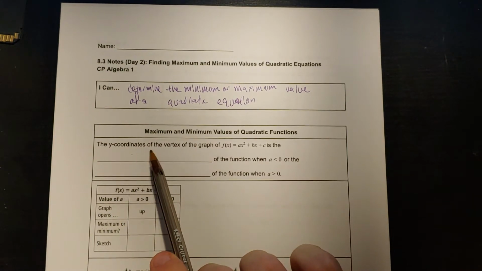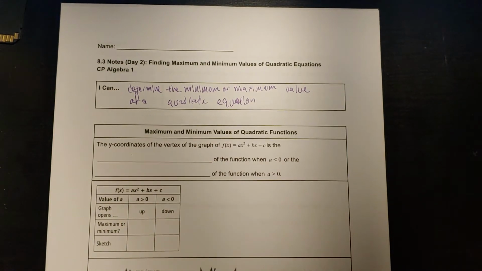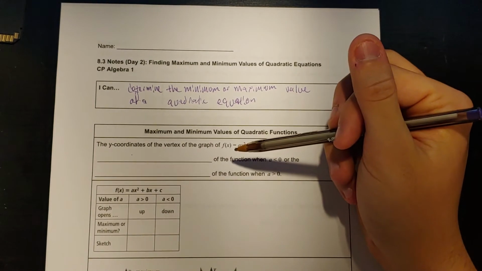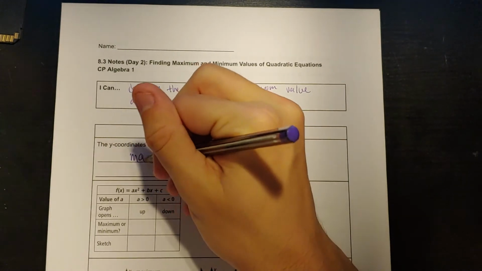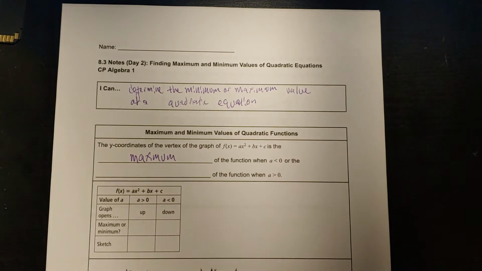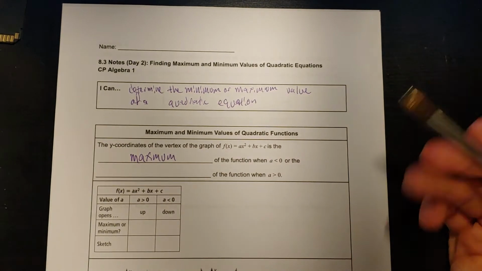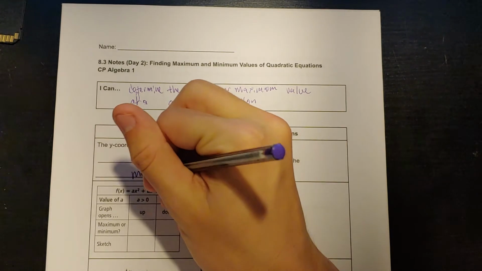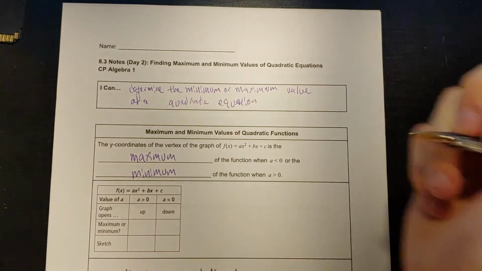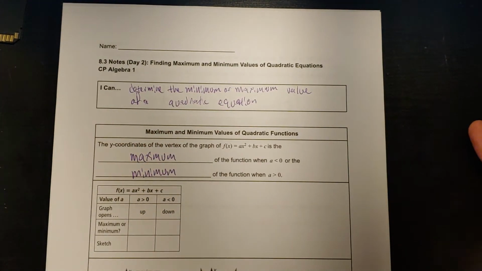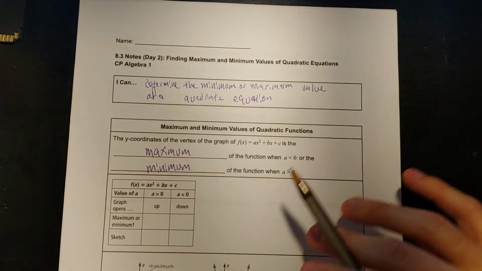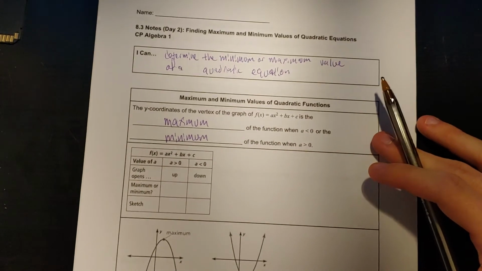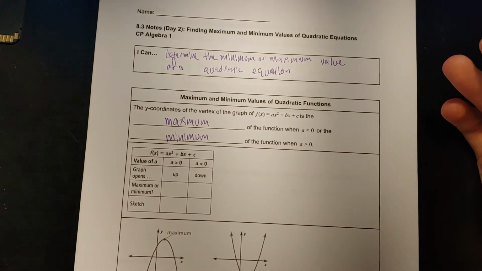So the y-coordinate of the vertex of the graph of the function f of x equals ax squared plus bx plus c is the maximum of the function when a is less than 0, so when a is a negative number, or the minimum of the function when a is greater than 0, so when a is positive. And we'll take a look at that. We're going to make a nice little table that will illustrate what we're dealing with.